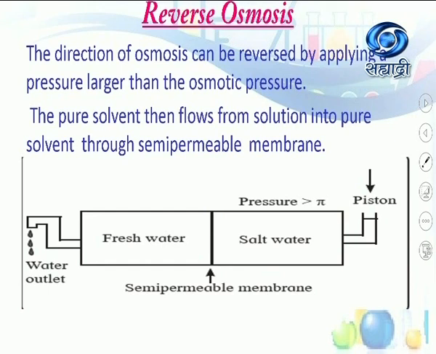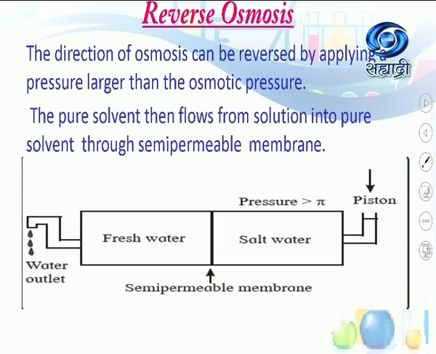So diagrammatically we can see here the salt water and this is the fresh water separated by this semi-permeable membrane. Pressure greater than osmotic pressure is applied on this solution side. What happens? Pressure larger than osmotic pressure is applied. What happens? The direction of the osmosis can be reversed. So the direction is reversed due to the application of the force.